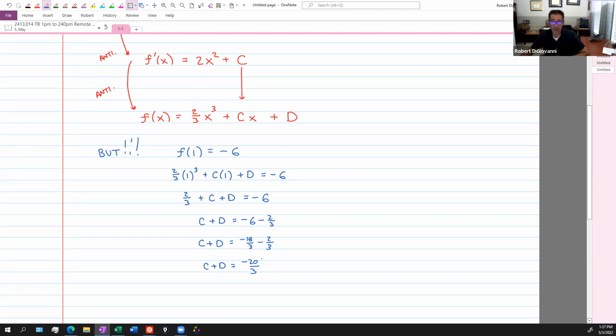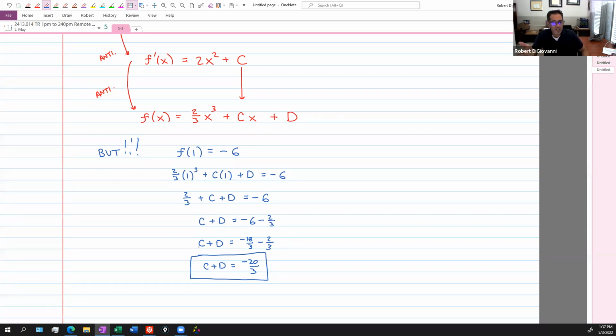Now, did I solve for c and d? No. But what I have is an equation that has c and d in it, right? I don't know the solution to that. There's an infinite number of c's and d's that would make that true right now. I could pick, like, if c is 0, d would be -20/3. Or I could say c is -20/3 and d is 0. There's an infinite number of answers.